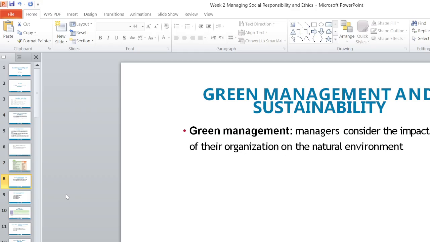We have green management and sustainability. Green management is a recent term; it did not exist previously. It says that managers should consider the impact of their organization on the natural environment. So when you're running a business as a manager, you have to consider how your business is going to affect the environment, whether in a positive way to increase it, or in a negative way, to decrease it and try to prevent it.